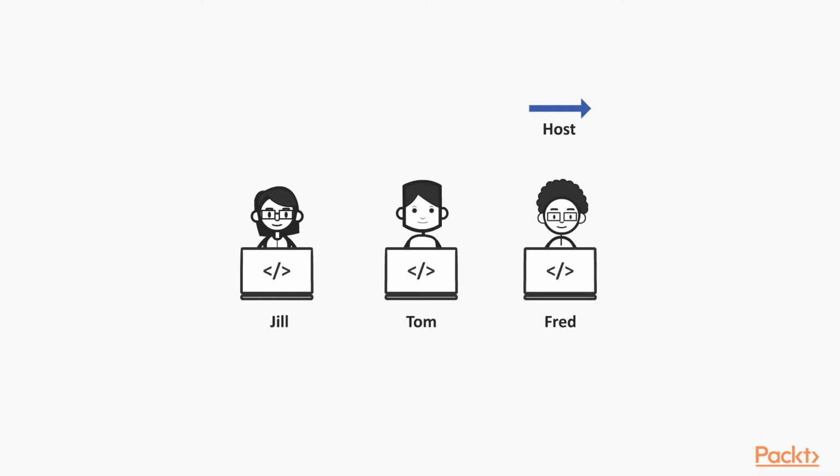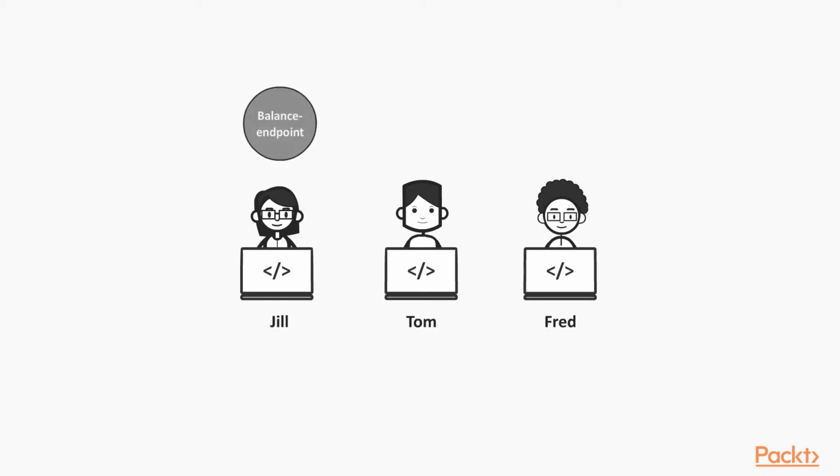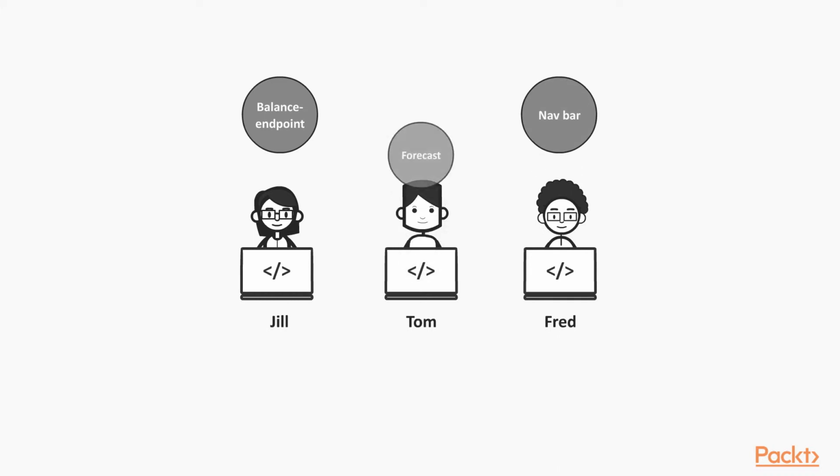This makes Tom the host, but there is nothing that says he has to be the only one. Because each person has a fully functional Git repository, both Jill and Fred could easily add each other as additional hosts, but this isn't commonly done. Jill is tasked with adding a new balance endpoint to the application API. So she creates a new branch from master named balance endpoint and proceeds to work on the feature. Fred is working on a new navbar, so he creates a branch named navbar from master. Tom is working on a feature named forecast, and he does the same.